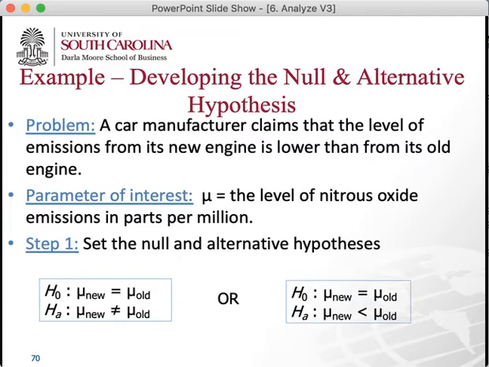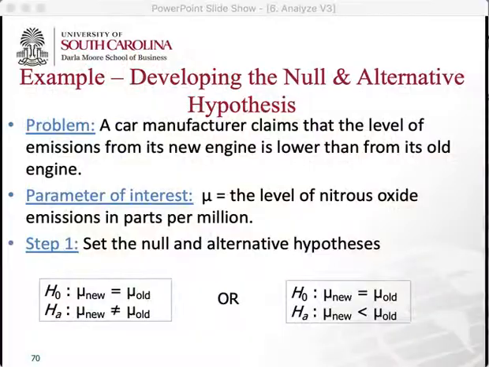So how do we develop the null hypothesis? Let's say a car manufacturer claims that the level of emissions from its new engine is lower than from its old engine. So we have a case with an old engine and a new engine, and we're going to look at particles emitted into the air. Of course, the new one has to emit less than the old one. That's why we build a new one.